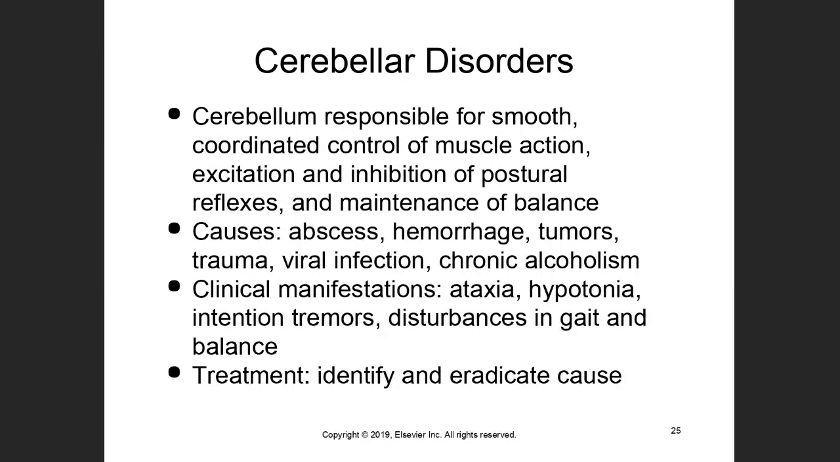Cerebellar disorder. The cerebellum is responsible for smooth, coordinated control of most actions, excitation and inhibition of postural reflexes, and maintaining balance. Causes: abscesses, hemorrhage, tumor, trauma, viral infection, chronic alcoholism. Clinical manifestations: ataxia, hypotonia, intention tremor, disturbance in gait and balance. Treatment: identify and eradicate the cause.